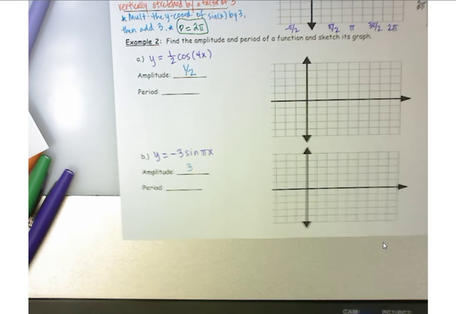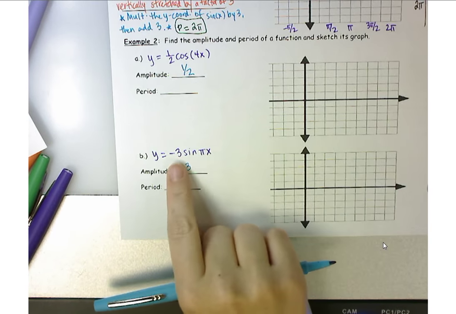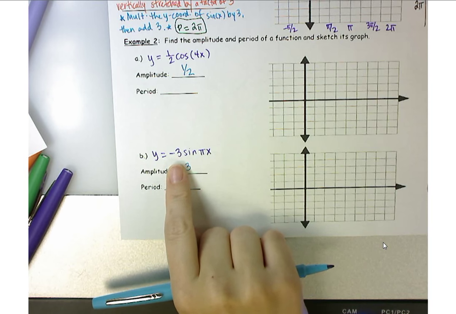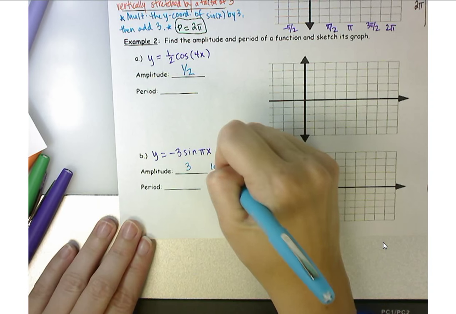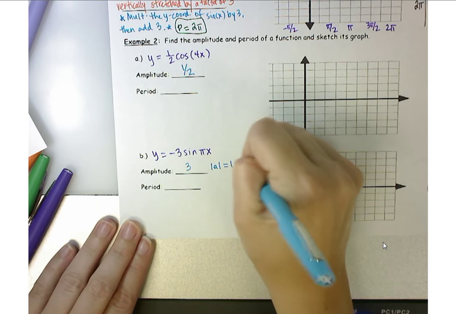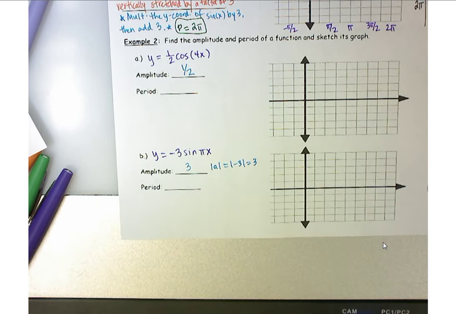Okay, so your amplitude is always just in front of your sine function. And the amplitude always has to be what? It has to be a positive value. Positive, so it's the absolute value. So the absolute value of -3 is going to be 3.